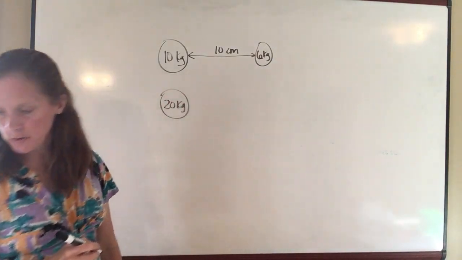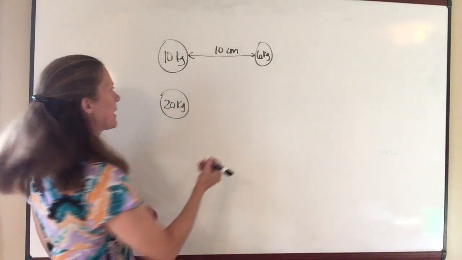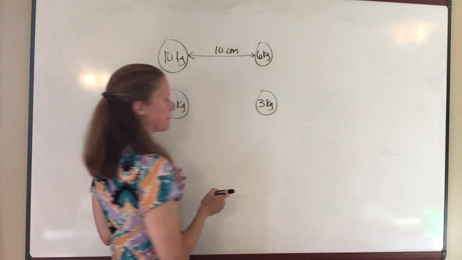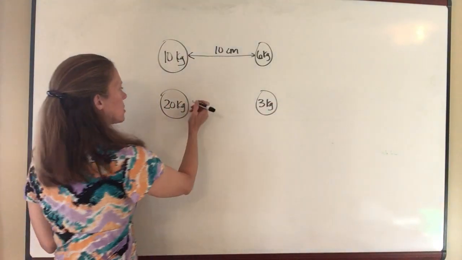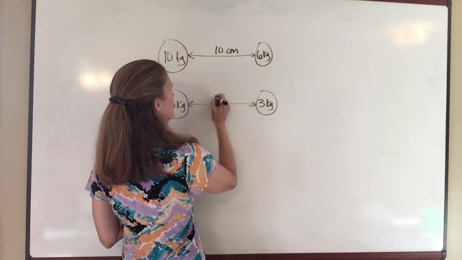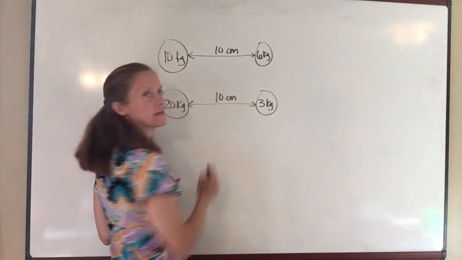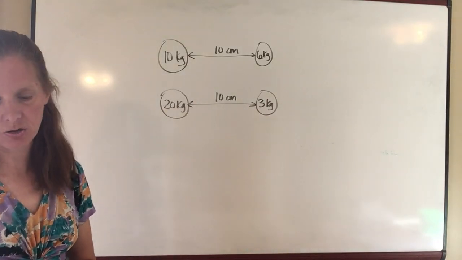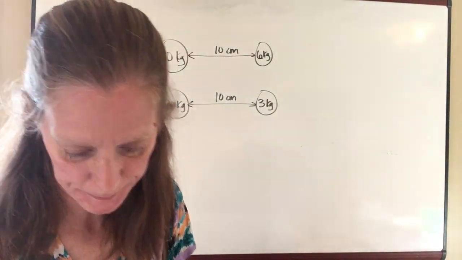So I'm going to replace that one. And it says the 6 kilogram mass is replaced with a 3 kilogram mass. But I'm not changing the distance between them. I'm going to leave them 10 centimeters apart. All right, so what is that going to do to the attraction between these two objects now?